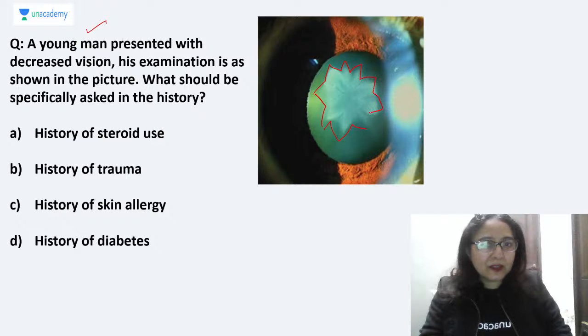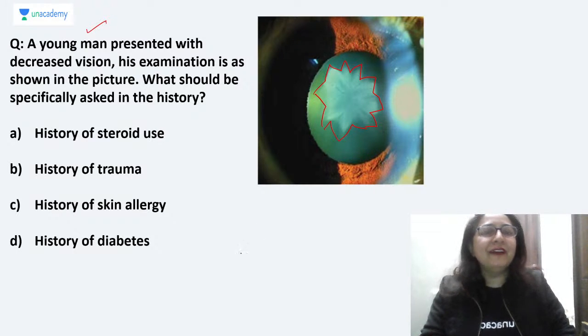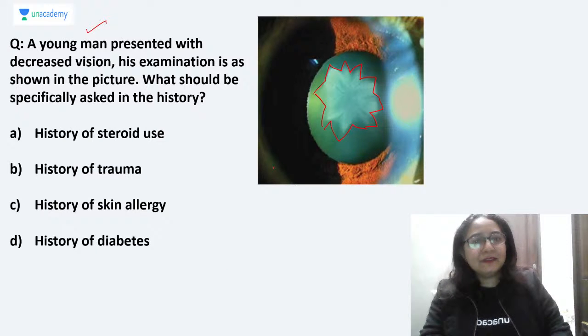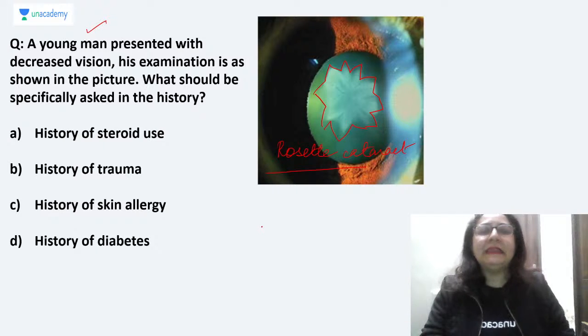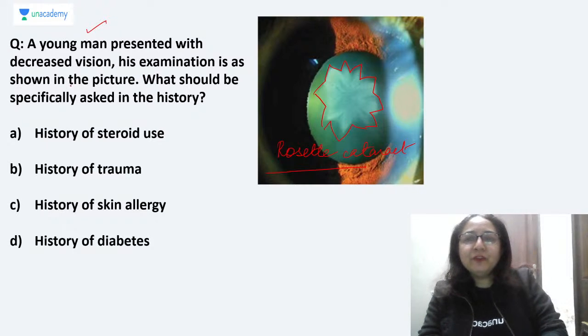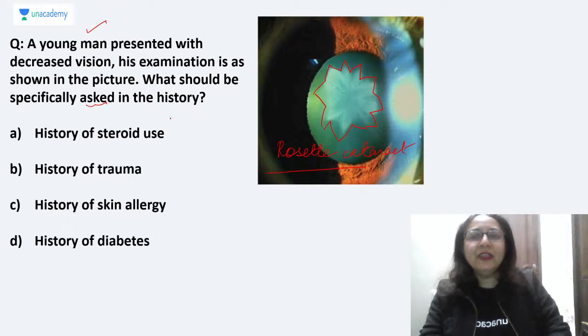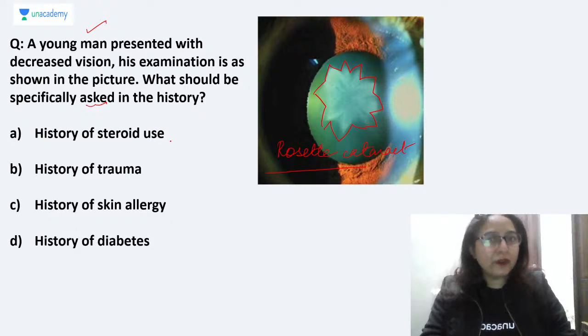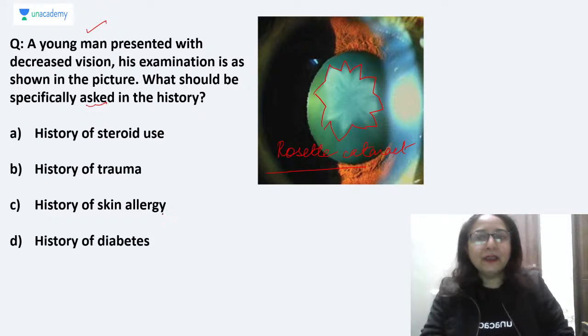which has a characteristic morphological appearance in the form of a rosette. So this is your rosette cataract. Rosette cataract is seen in cases of blunt trauma. So what should be specifically asked in the history? The choices were history of steroid use, history of trauma, history of skin allergy, history of diabetes.